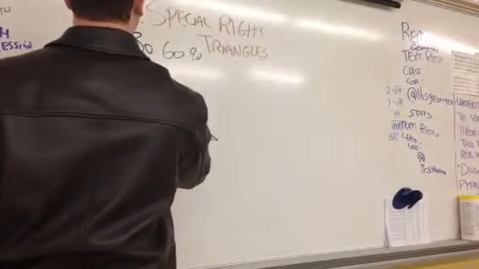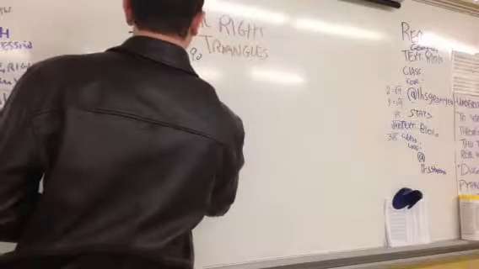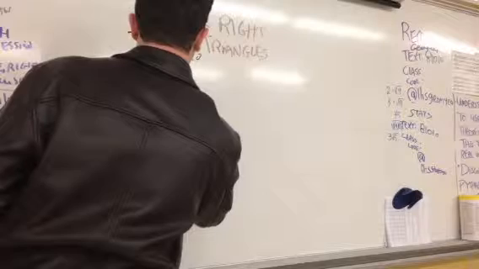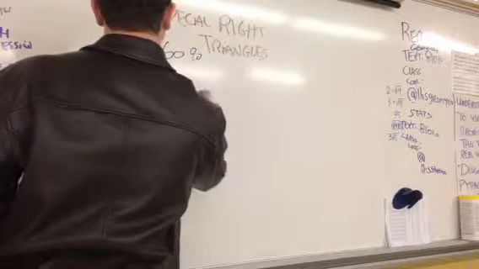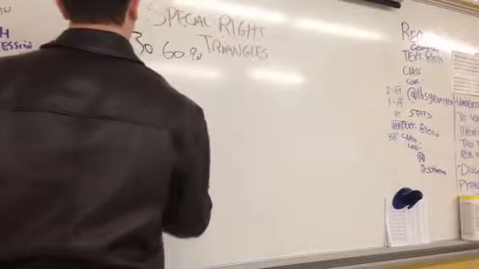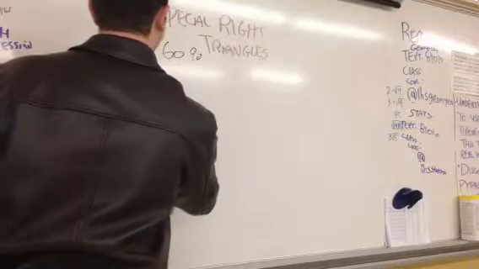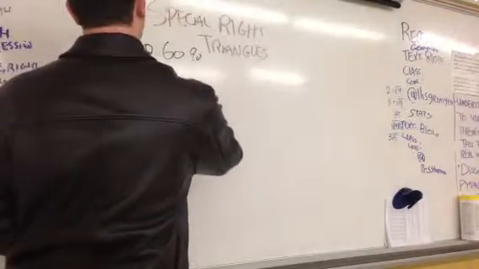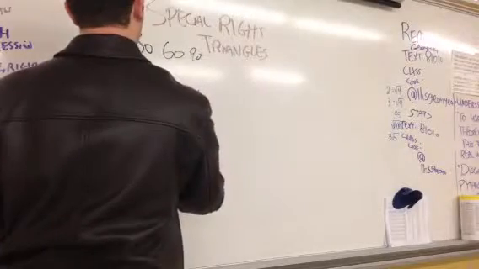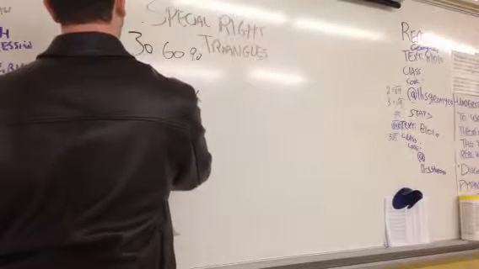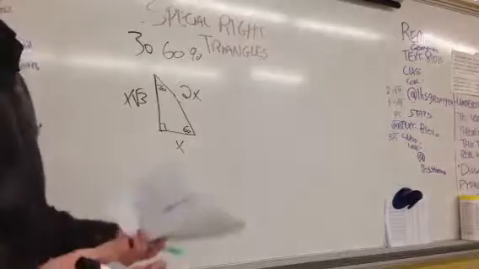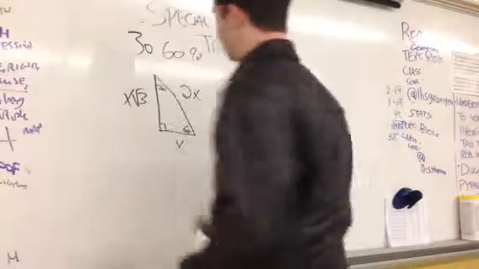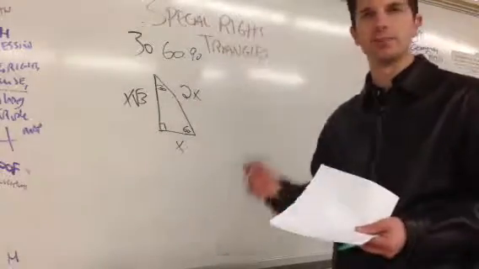This is 30, this is 60. That's a little bit better, I think. So 30, 60, 90, you'll get a picture that looks like this. This will be 2x, this will be x, this will be x square root 3. Okay? So let's solve some problems using this pattern. And let's talk about this pattern a little bit.